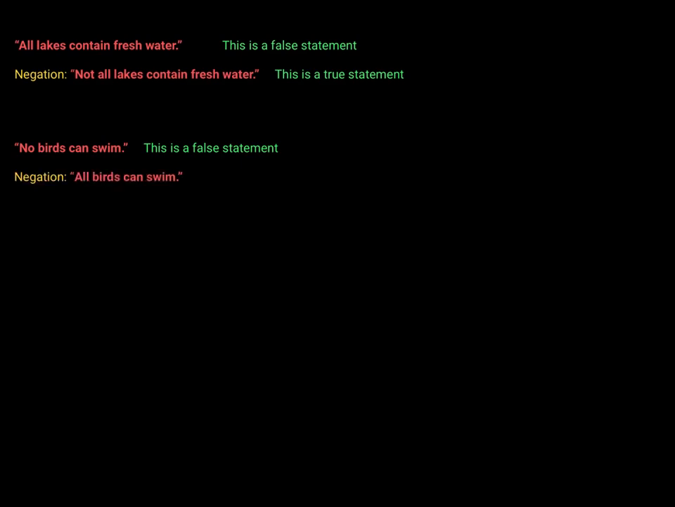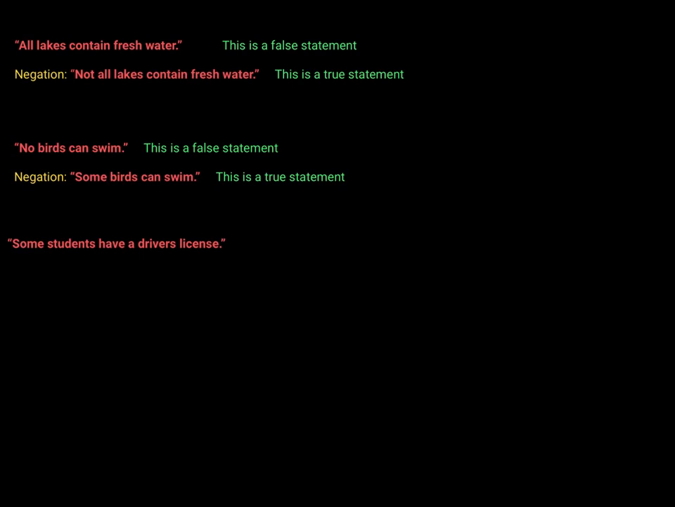Now, what if I said the negation is all birds can swim? This cannot be the negation, because this is also a false statement. Not all birds can swim. And so this can't be the negation. So then what is the negation? Well, let me get this one off the board here, because this is not right. Some birds can swim would be the correct negation. Or you can say it differently too. You can say something like, at least one bird can swim. Now this is a true statement and is the negation of no birds can swim.